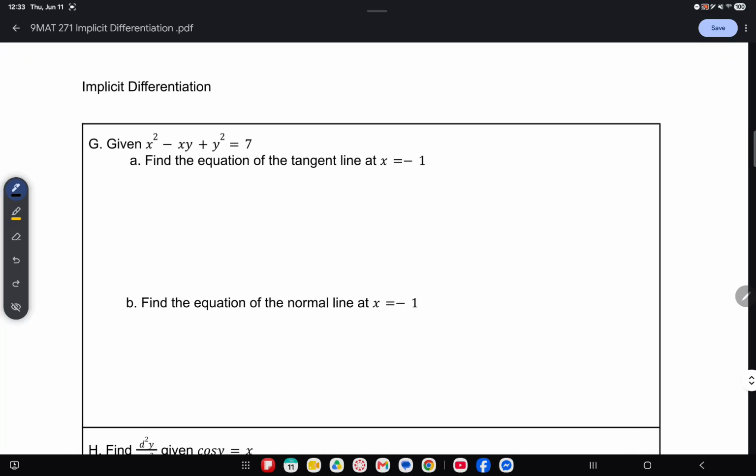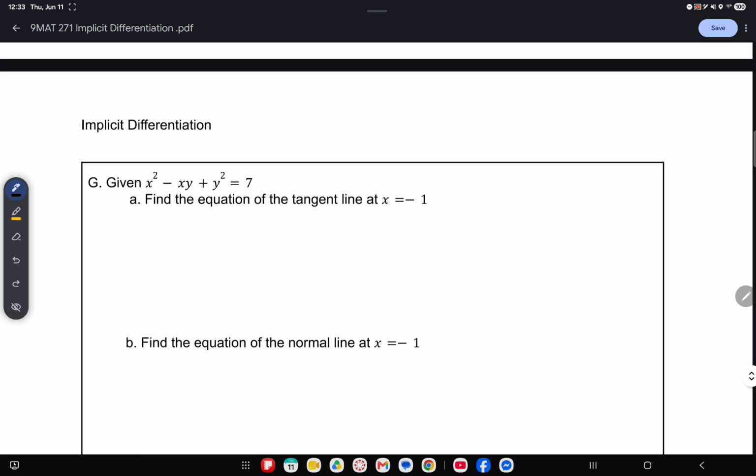Let's go a little further. So given an equation, let's find the equation of the tangent line at x equals -1 and the normal line. So I need a point and a slope. So let's find the point. So I'll substitute in -1. So -1 squared minus -1 times y plus y squared equals 7. So I get 1 plus y plus y squared equals 7.